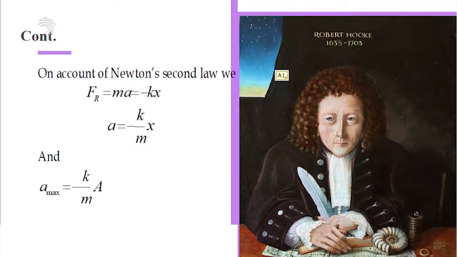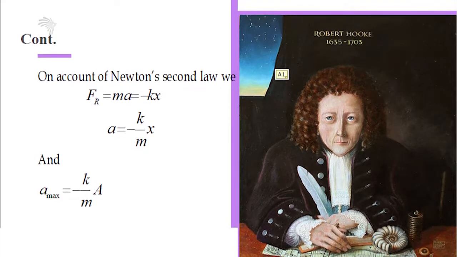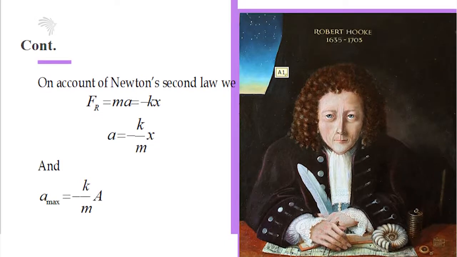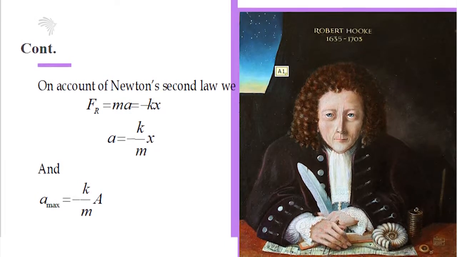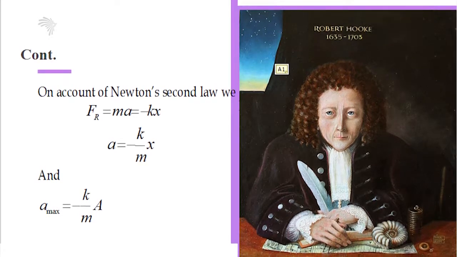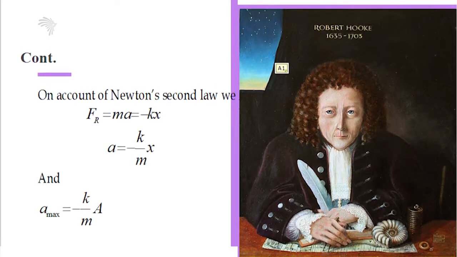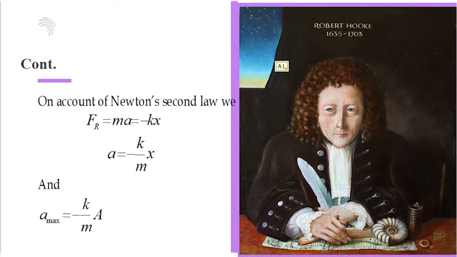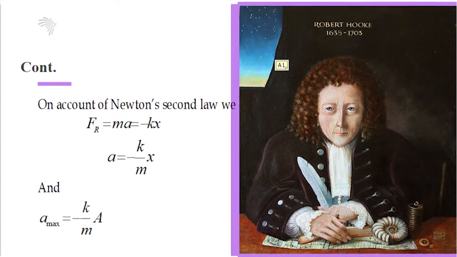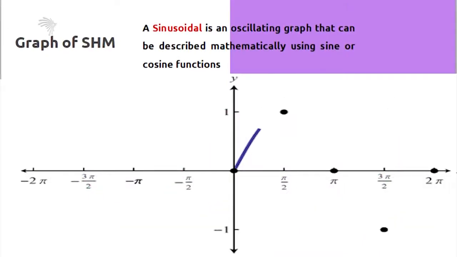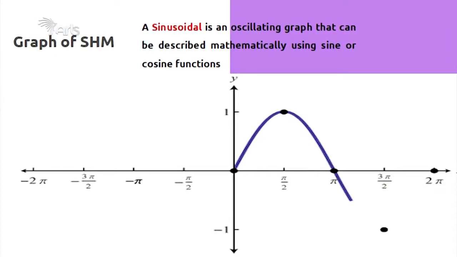Solving for a, the acceleration of an object executing simple harmonic motion can be determined by the equation a is equal to minus k over m times x, and you can see that the acceleration gets maximum value whenever the displacement gets its maximum value. This equation justifies that the acceleration of a simple harmonic motion is directly proportional to the displacement but in opposite direction. The displacement time graph for an object executing simple harmonic motion is sinusoidal.